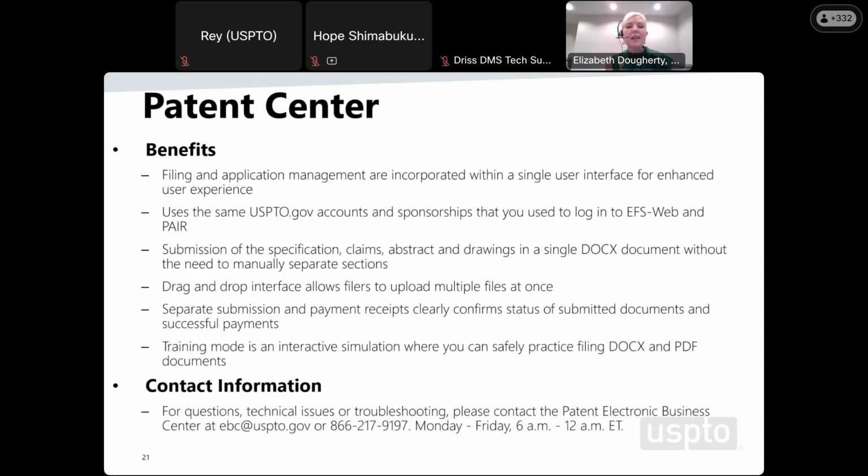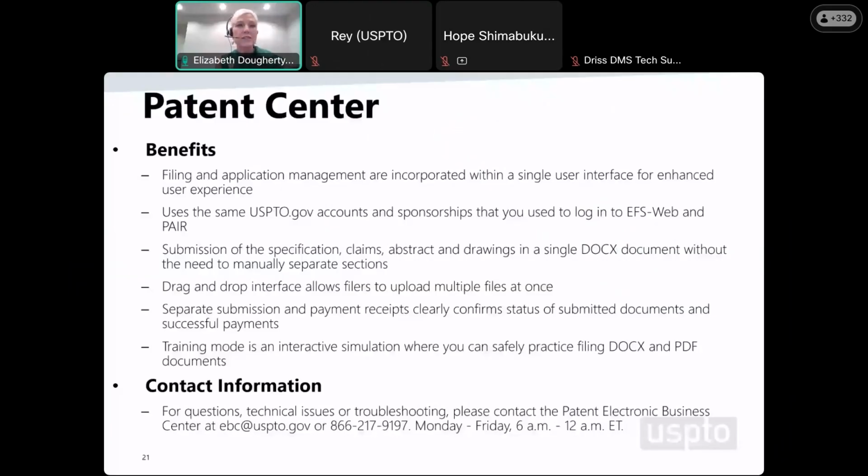So Patent Center. Patent Center is an incredibly useful tool at the US Patent and Trademark Office. The benefits of engaging with Patent Center are that filing and application management are incorporated into a single user interface for enhanced user experience. Patent Center is a platform within the US Patent and Trademark Office, in case you're not familiar with it. It uses the same USPTO.gov accounts and sponsorships that you use to log into EFS Web and PAIR, EFS Web being our filing system, and PAIR being our patent application information retrieval system.